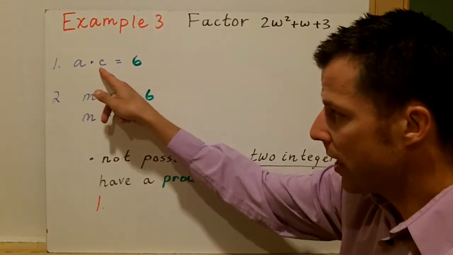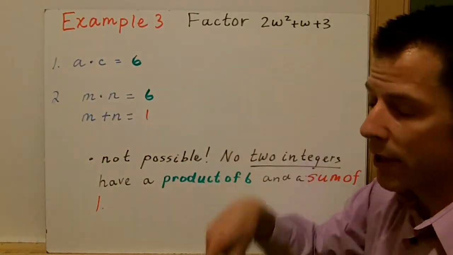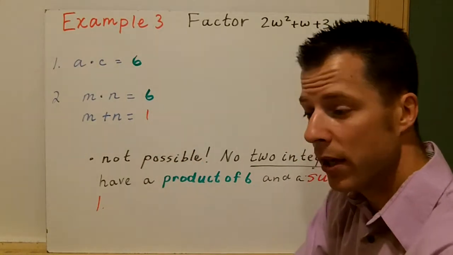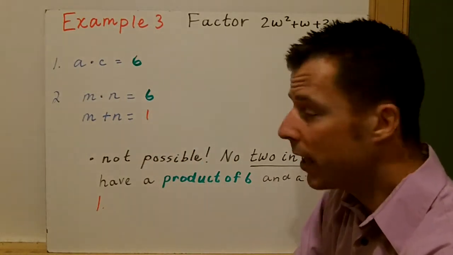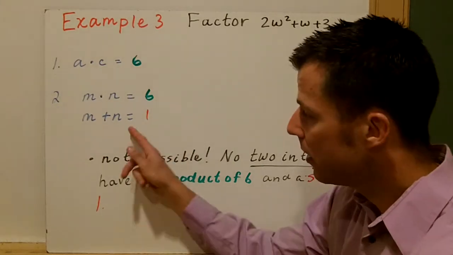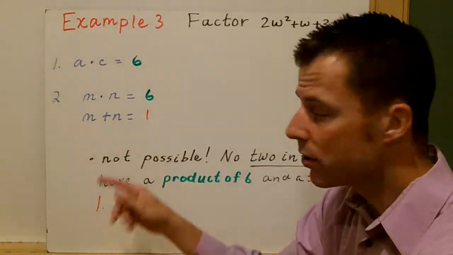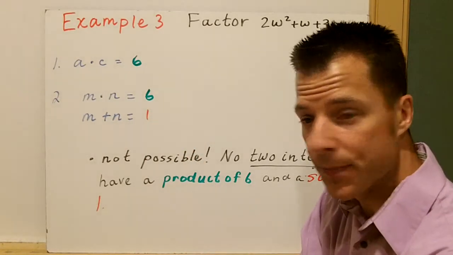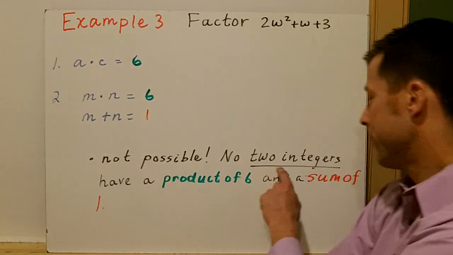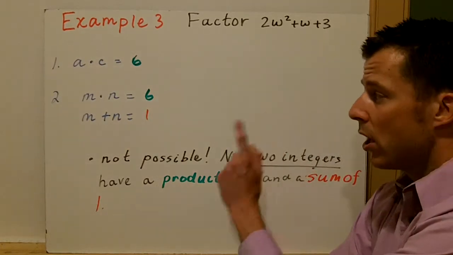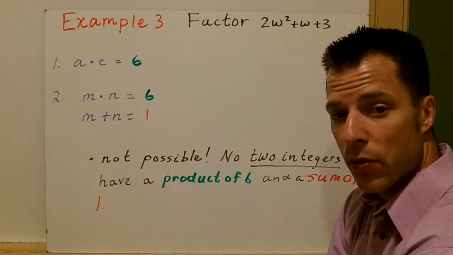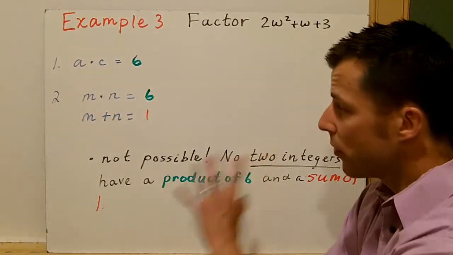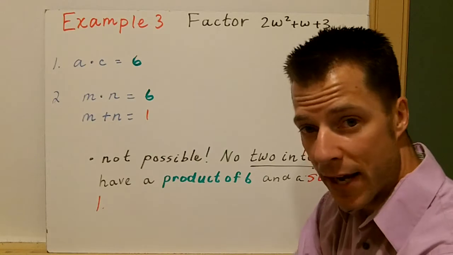So I start by multiplying a times c, which is 6, 2 times 3. Two numbers that multiply to be 6 and add to be 1. You would think, okay, 3 and 2. But you can't get positive 1 out of that. This combination of integers where the product is 6 and the sum is 1 is just not possible. There's no two integers that will give us that. So this is what we would say is not factorable.